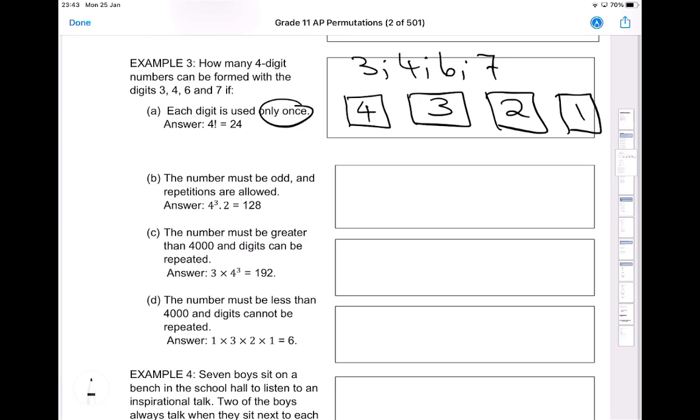Now to get your answer, obviously these numbers should be multiplied by each other. And please take note, this is what we mean by 4 factorial. And if you simplify 4 factorial, you should get 24.